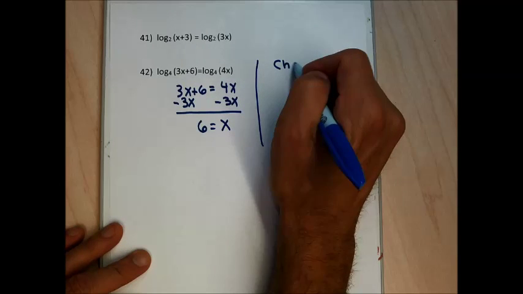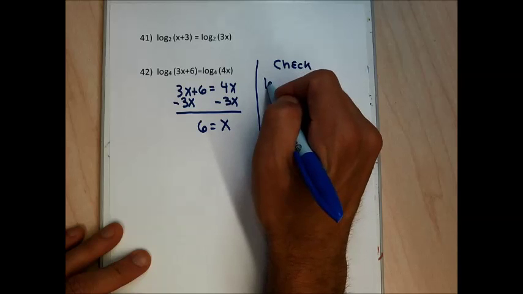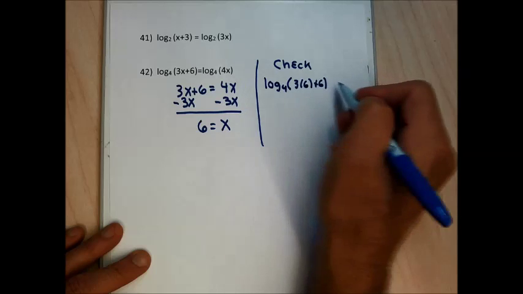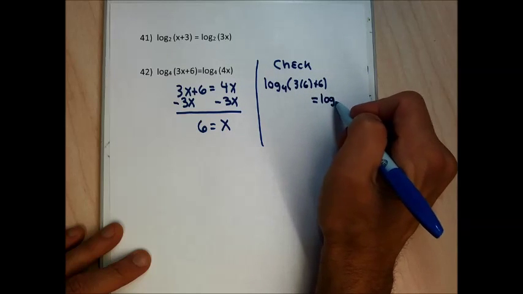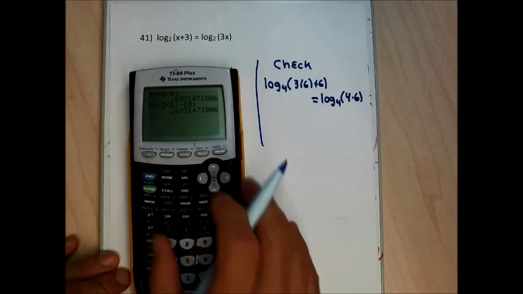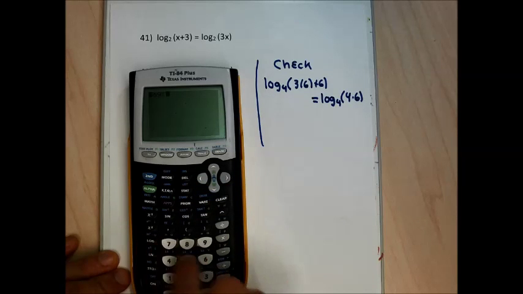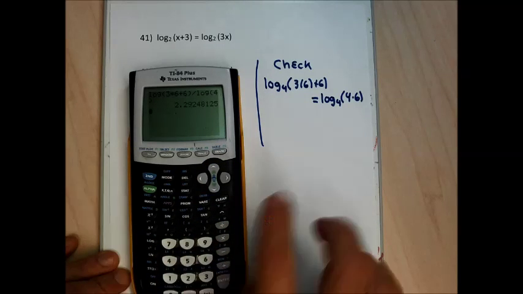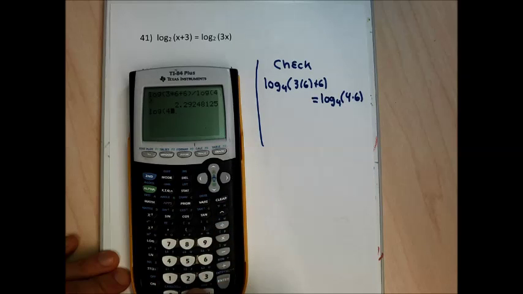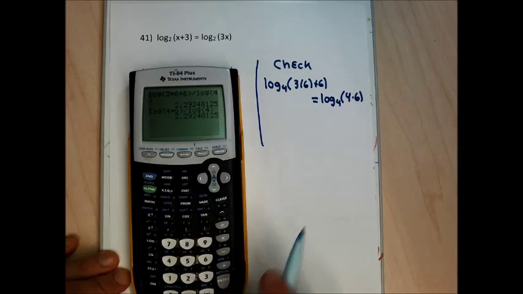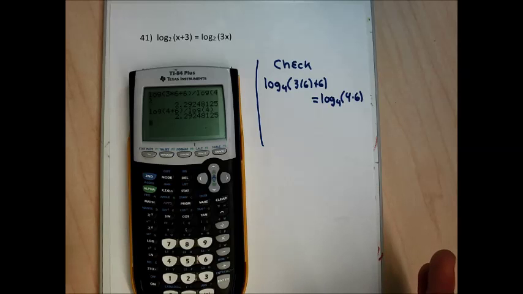When I go to check this, on the left-hand side it has to be the log base 4 of 3 times 6 plus 6, and on the right-hand side it's going to equal the log base 4 of 4 times 6. Let me do both sides on my calculator to make sure they work. So the left-hand side, I'm going to do the log of 3 times 6 plus 6 divided by the log of 4. Gives me that horrible decimal. And on the right-hand side, I'm going to do the log of 4 times 6 divided by the log of 4. Gives me that same horrible decimal, so I know my answer is correct.